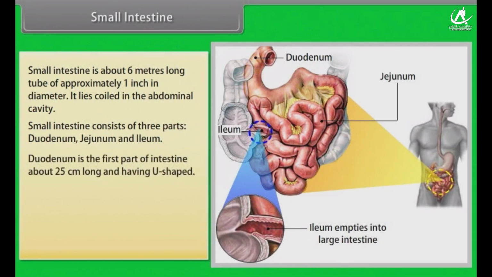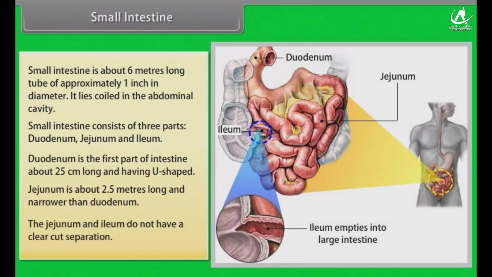Duodenum is the first part of the intestine, about 25 centimeters long and U-shaped. Jejunum is about 2.5 meters long and narrower than the duodenum. The jejunum and ileum do not have a clear-cut separation.